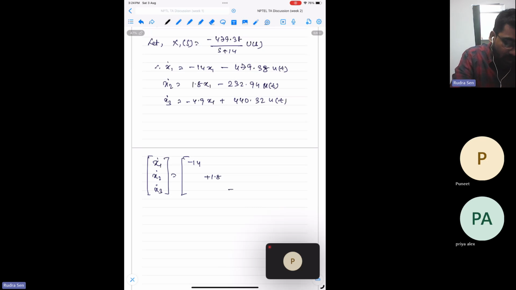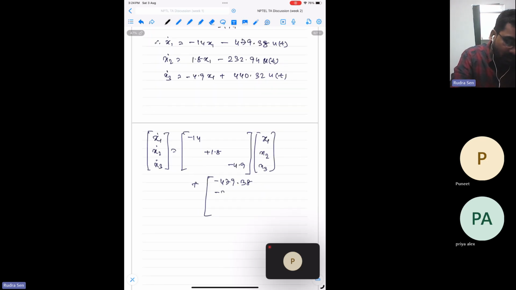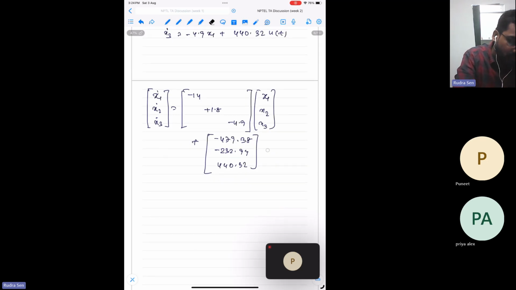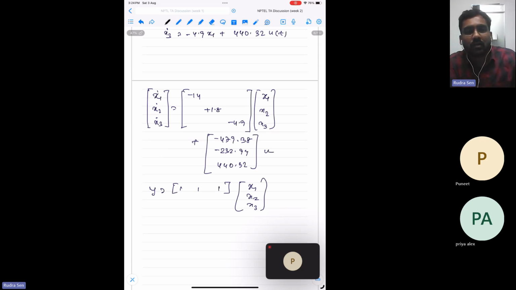So what you will get is x1 dot, x2 dot, x3 dot equals the matrix with minus 14, plus 1.8, minus 4.9, plus minus 479.38, minus 232.94 and 440.32 times u, and y is equal to 1 1 1 times x1 x2 x3, right? So is it clear to everyone? There is nothing to worry about. It is basically simple mathematics.